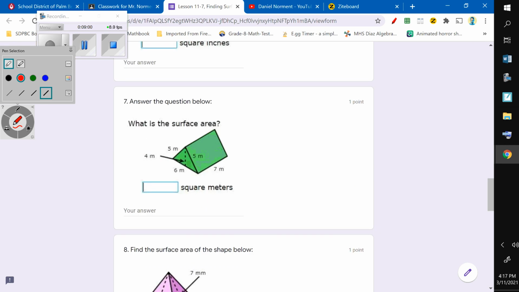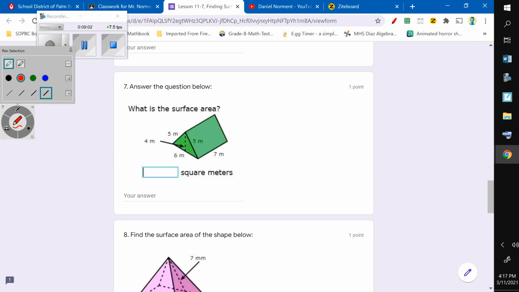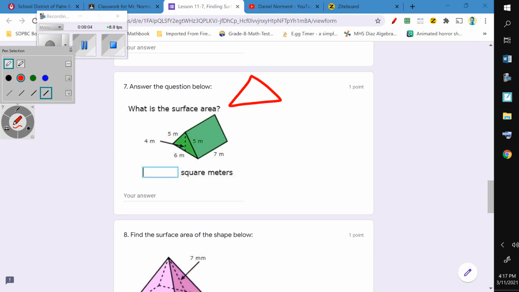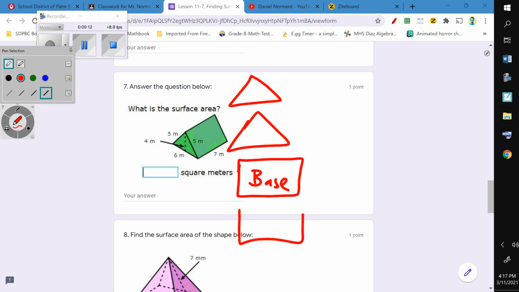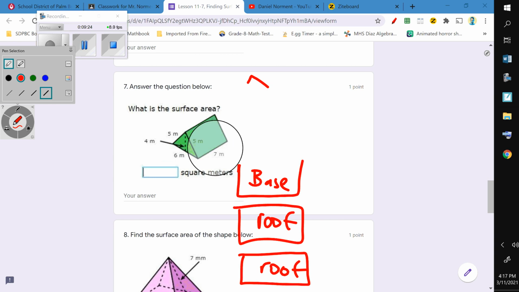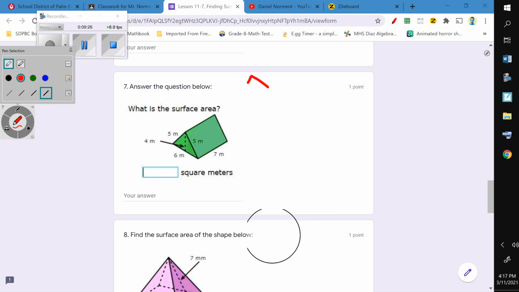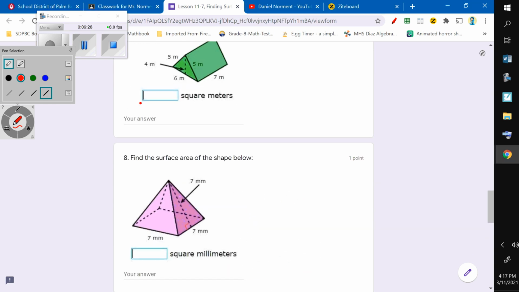And then for this one, you are on your own for this. Figure out the dimensions of the 5 different shapes. We found areas of rectangles. We found areas of triangles. And you just find those 5 times. And then add them together and you're good to go. If that one's confusing, then look at how I did number 6 again. You should figure it out.